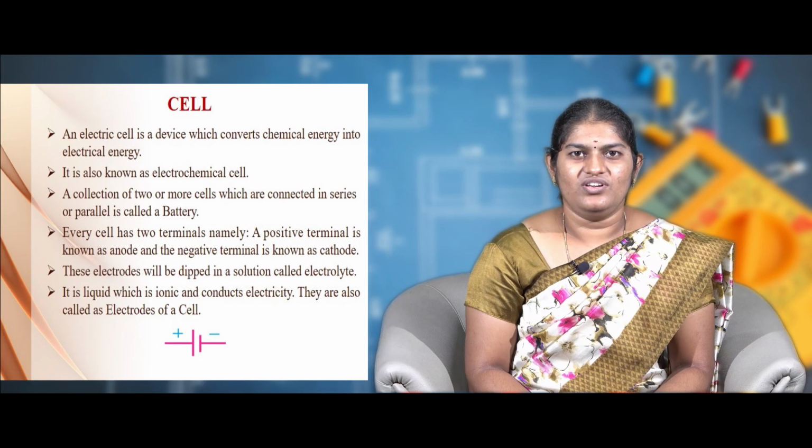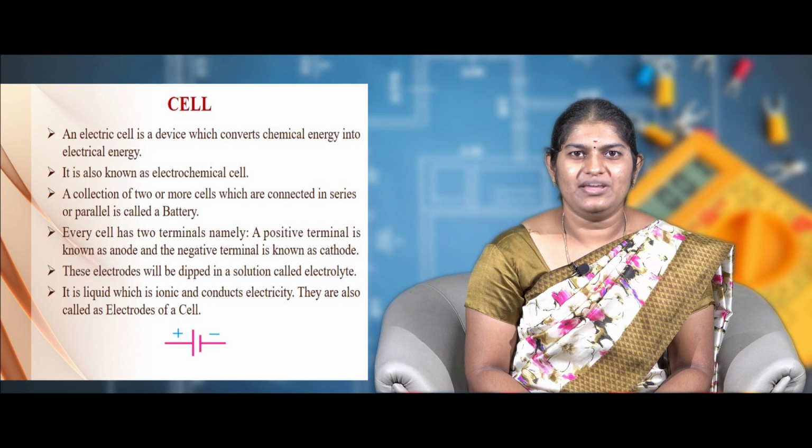Hello everyone. In the previous lecture we discussed the carbon resistor, the color code of a carbon resistor, and the series and parallel combination of resistors. In today's lecture we are going to discuss the internal resistance of a cell, potential difference and EMF of a cell.